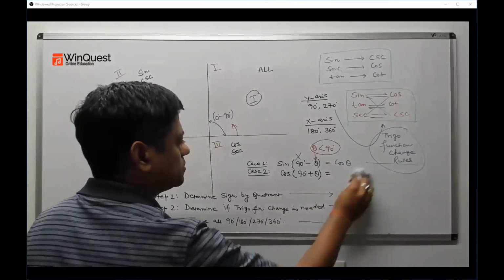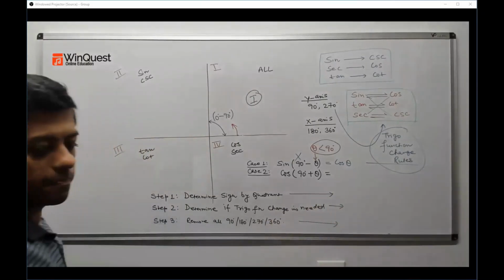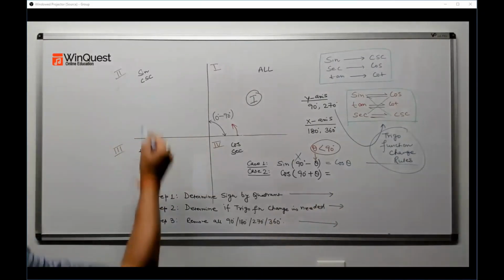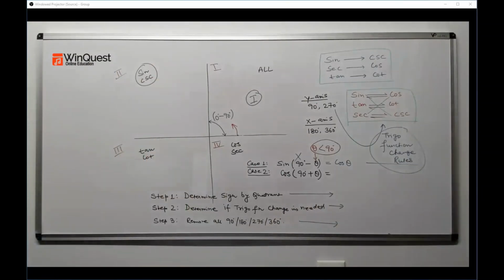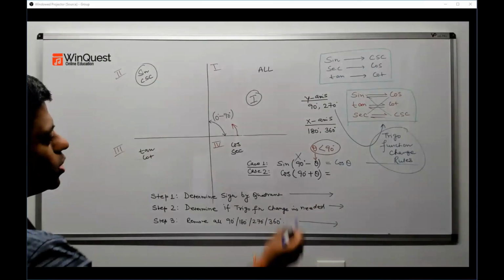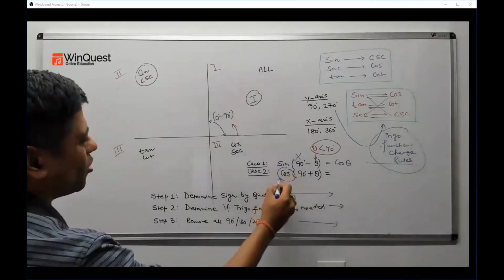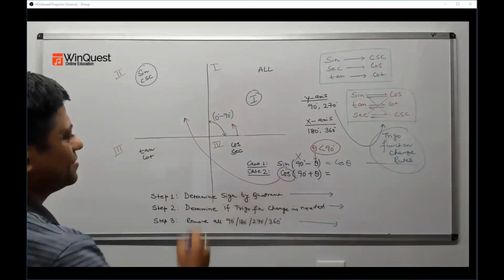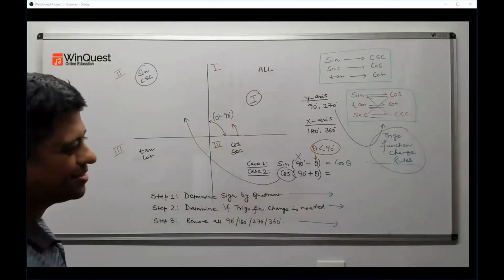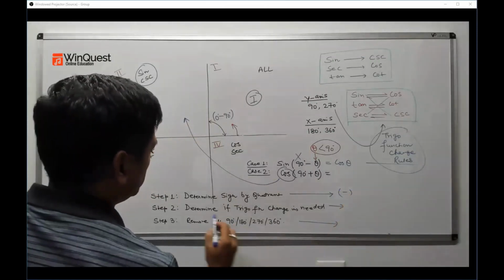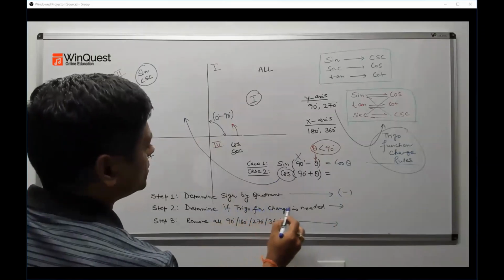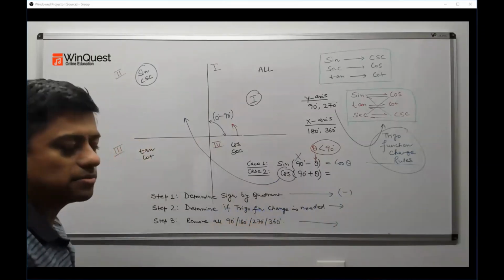Wait, why is it going to be negative? Good question. The owner of this house is sine and cosine. Who is going to this quadrant? Cos is going to this quadrant. I get it. Thank you. Okay. So first thing is negative. Determine if trigo function change is needed. Is it needed?